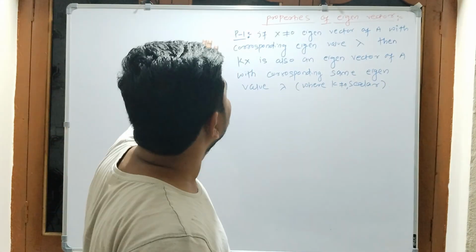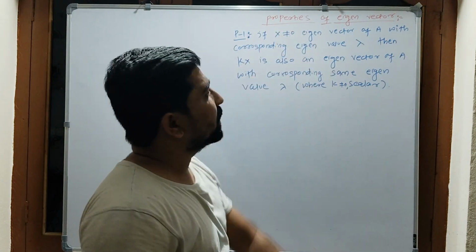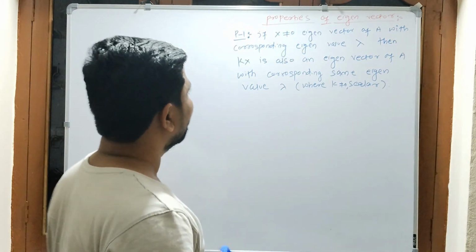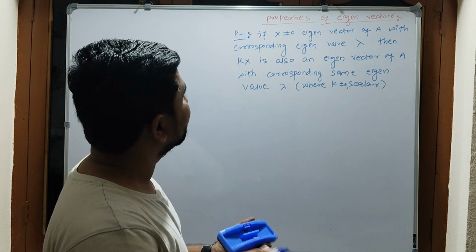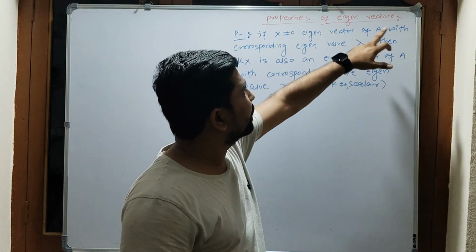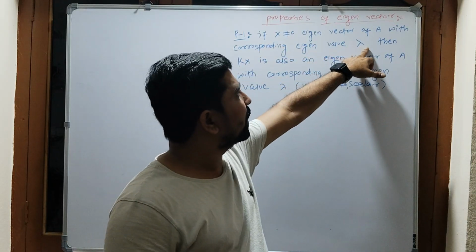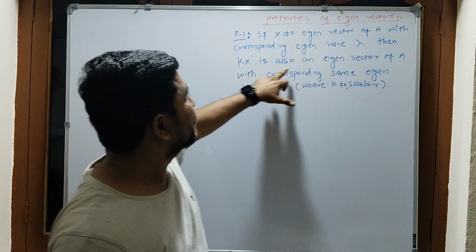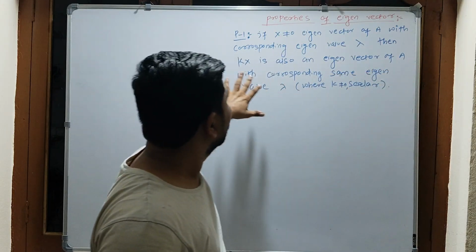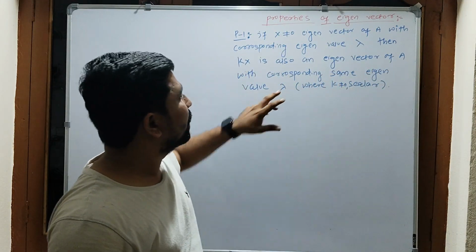Hi friends, in this video we are going to learn about properties of eigenvectors. The first property says: if x is a non-zero eigenvector of A with corresponding eigenvalue lambda, then kx, where k is a non-zero scalar, is also an eigenvector of A with the same corresponding eigenvalue lambda.